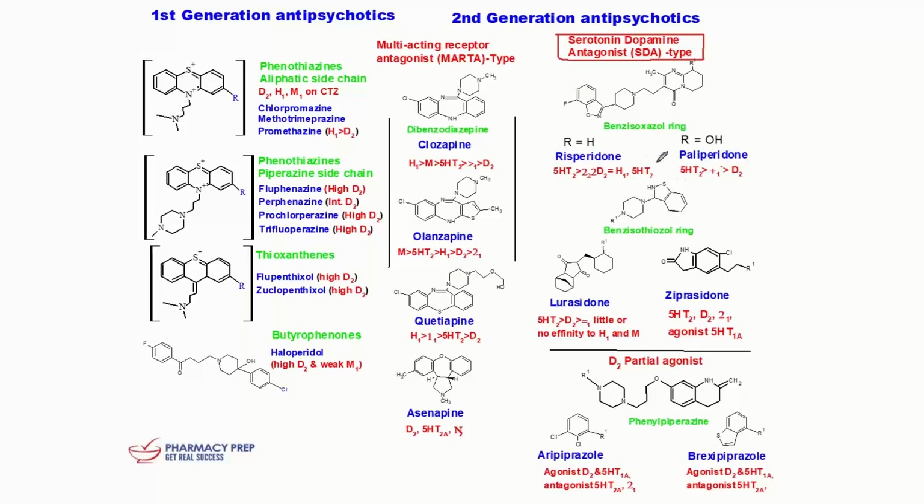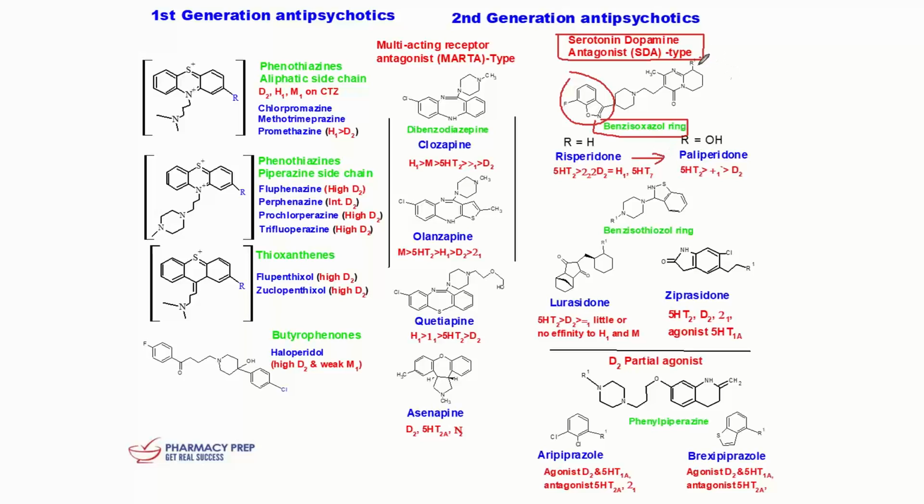So something very important here is risperidone, which belongs to the chemical class called benzoxazole. This chemical ring is called the benzoxazole ring. In this class, there are two drugs here: one is risperidone and the other is paliperidone. Paliperidone is a metabolite of risperidone.